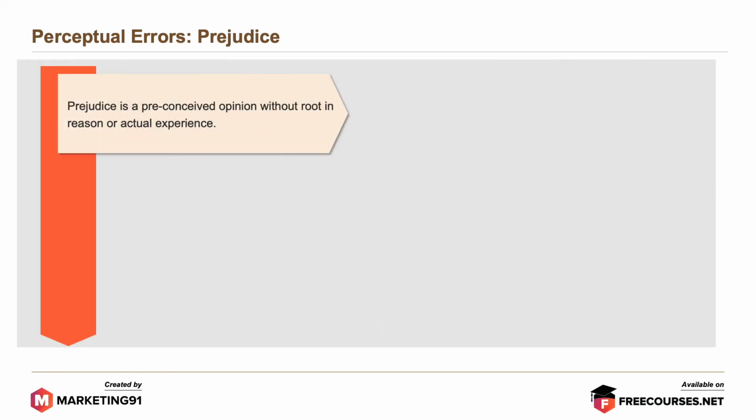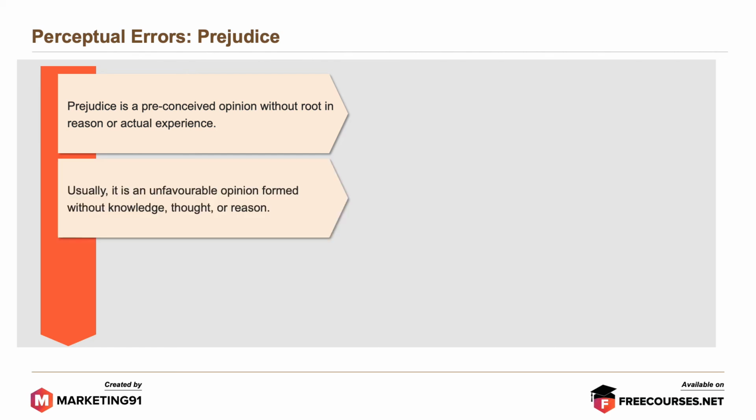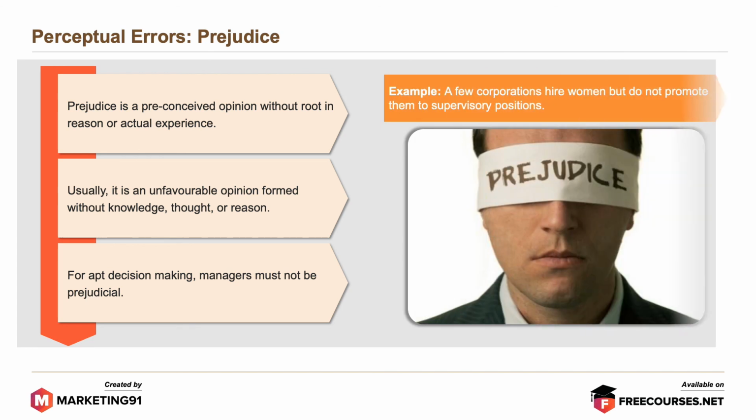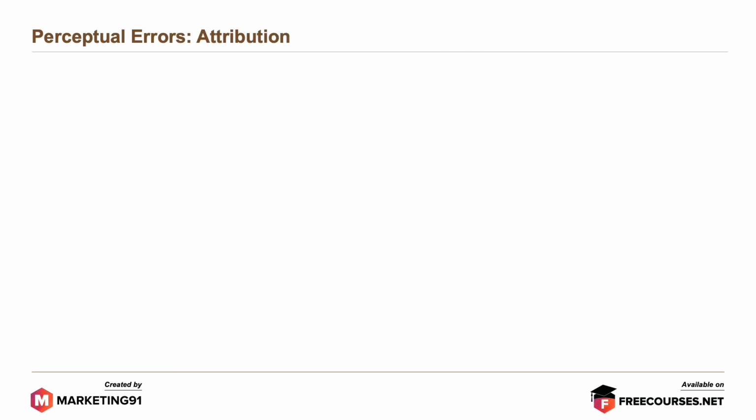Moving on to the next perceptual error, prejudice. Prejudice is a preconceived opinion without root in reason or actual experience. Usually, it is an unfavorable opinion formed without knowledge, thought, or reason. For apt decision making, managers must not be prejudicial. Example: few corporations hire women but do not promote them to supervisory positions.